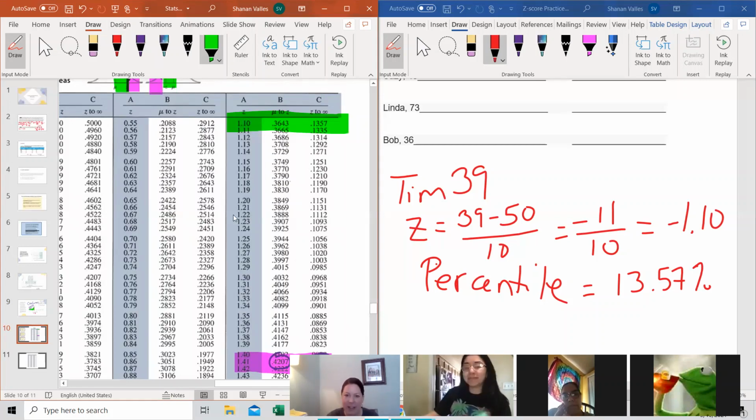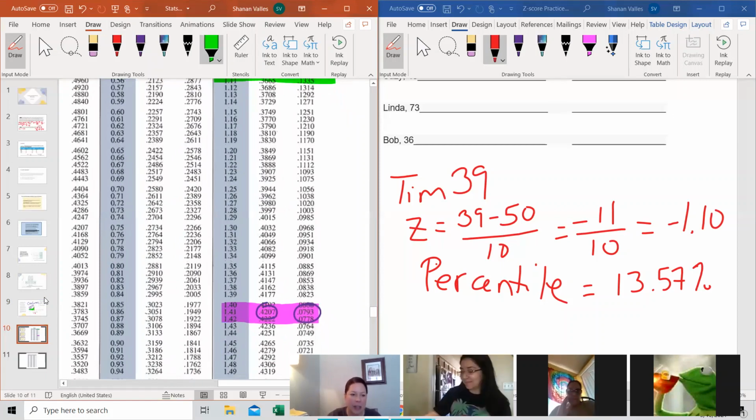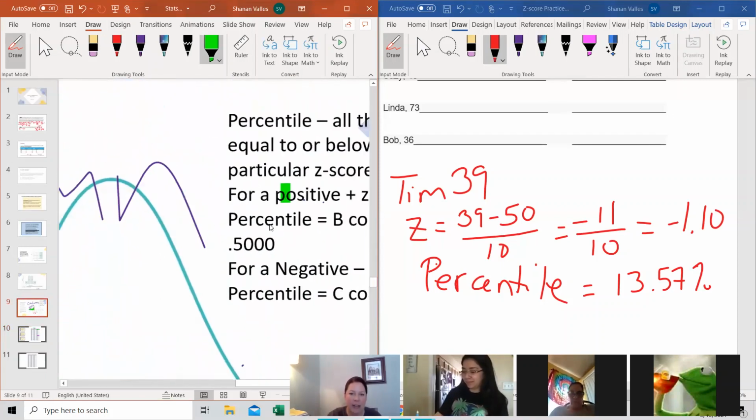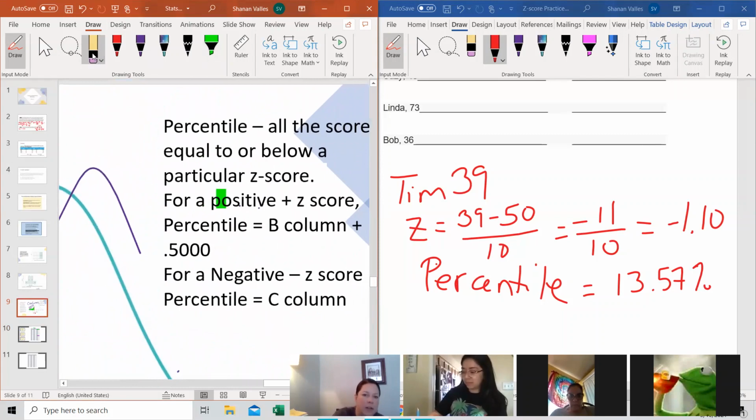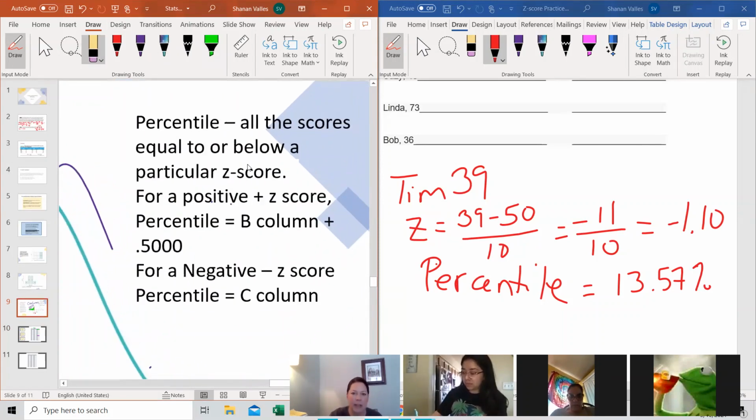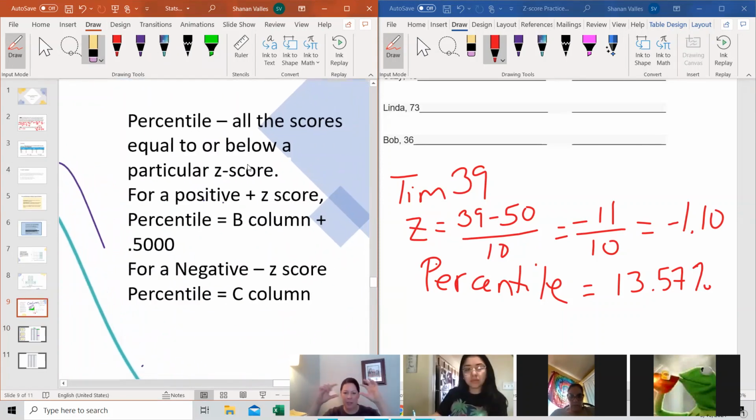Yeah, you got that? I think this right here is something you should have written somewhere, or print it out, or put it on a sticky note, something like that, okay? To find a percentile: for a positive, you add B plus 0.50000. For a negative, you use the C column, okay?